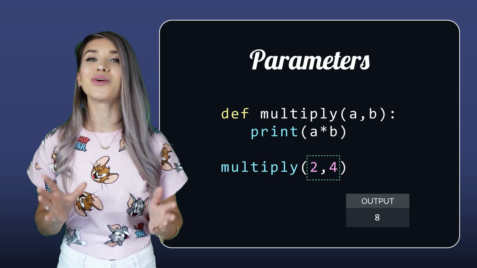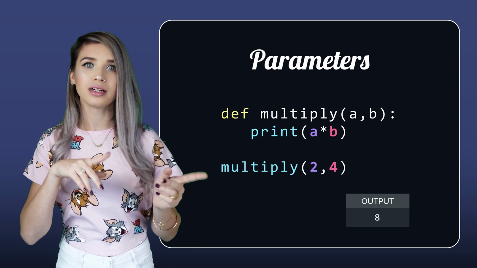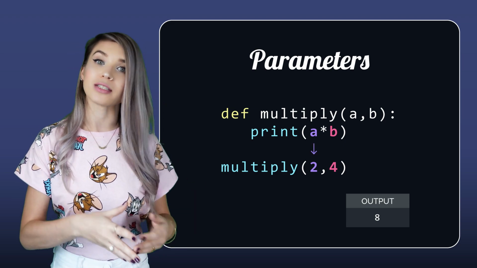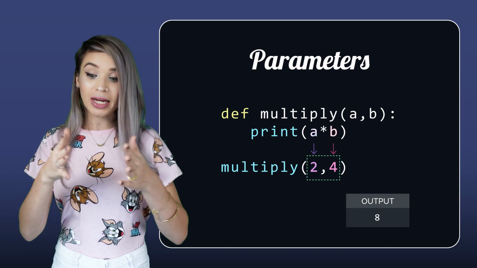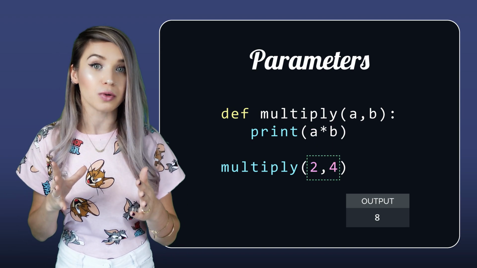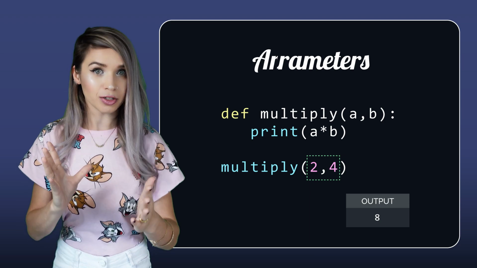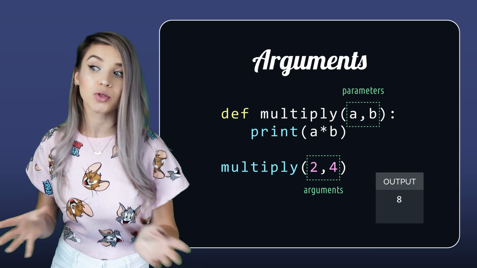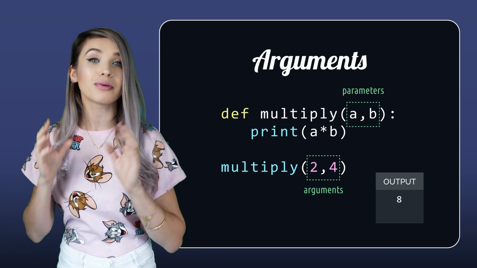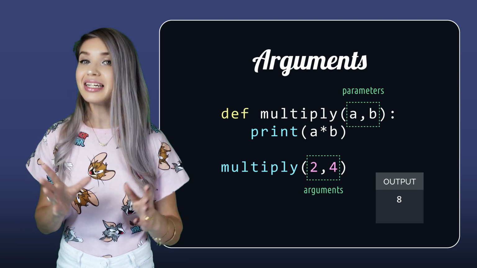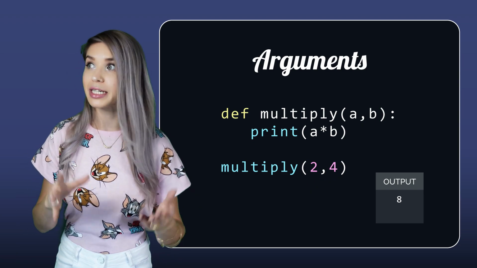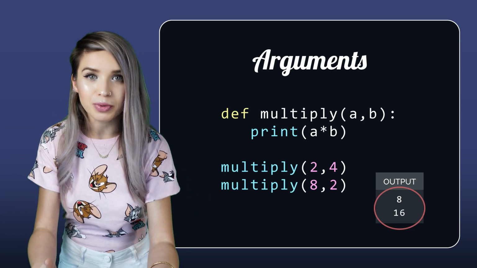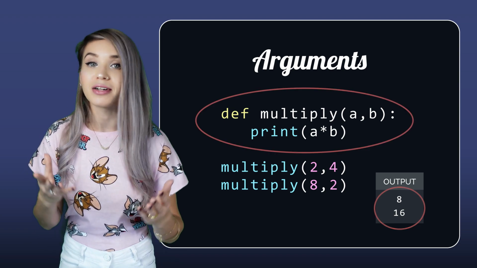So let's say we want to multiply 2 by 4. In this case, a is a placeholder for 2 and b is a placeholder for 4. Now these numeric values we see inside our function call are actually known as arguments. We use them to assign values to our parameters. So parameters then are basically placeholders for arguments. And if we select different arguments, for example 8 and 2, we are only changing the output of the function without changing the function itself.